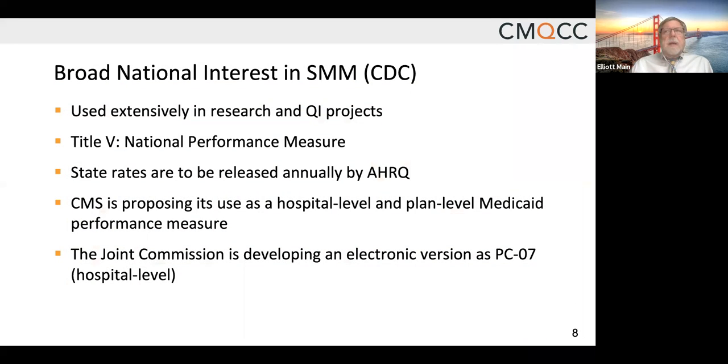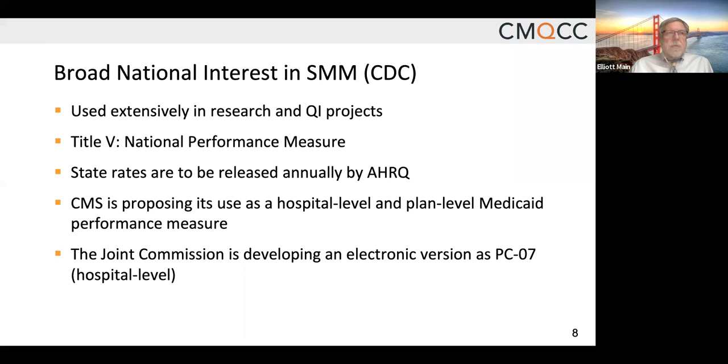This has become a big deal nationally. It's been used extensively in research, publications, and QI projects in California, in CMQCC, in Washington, Oregon, but elsewhere around the country as well. It's become a Title V national performance measure, so our public health colleagues are very aware of this. AHRQ is now contracted to release state rates on an annual basis, and we're going to talk in a moment about some of the activities there.